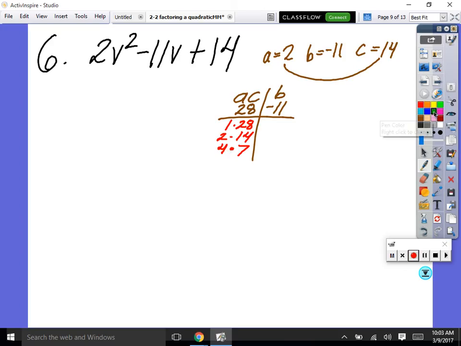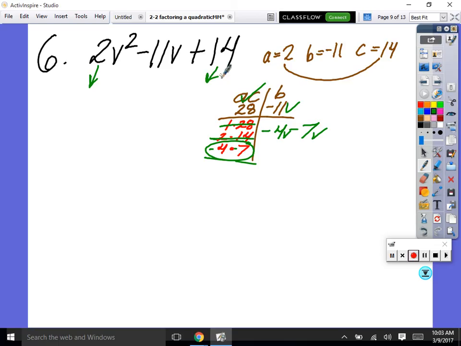So which one's going to be negative 11? Not 1 and 28. 4 and 7, but it needs to be negative 11. Don't both of those have to be negative? Well, let's check. Is a negative times a negative positive? Yep, we're all good then. Negative 4, minus 7. And remember, these are really V's, so let's put V's on them. Drop and break. Here we go.